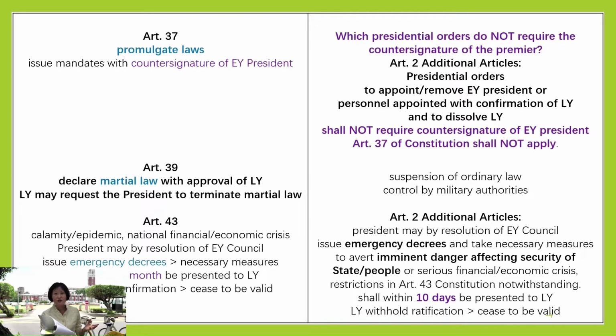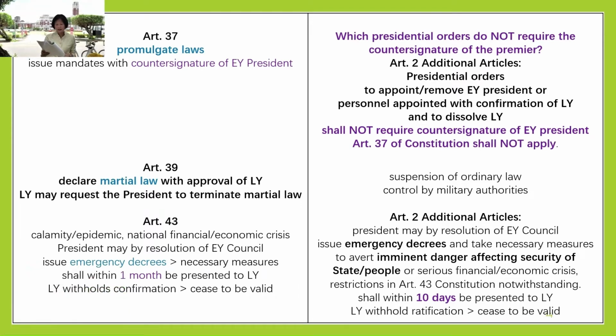Obviously, this makes sense because the executive yuan president, when he is being removed, is not going to sign his own removal, right? So this makes sense. And then the other exceptions are when the president appoints personnel with the confirmation of the legislative yuan. So when the president wants to appoint a very important function, then often they need the confirmation of the legislative yuan, and here we already have the confirmation of the legislative yuan. So it also makes sense that we don't need an extra countersignature of the executive yuan president. And the third exception is when the president dissolves the legislative yuan. This also does not require the countersignature of the executive yuan president.